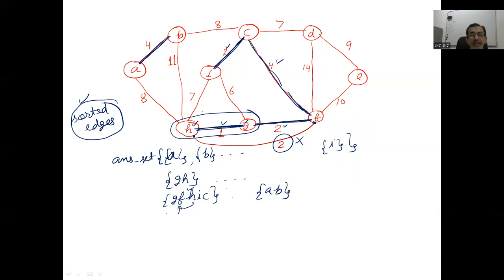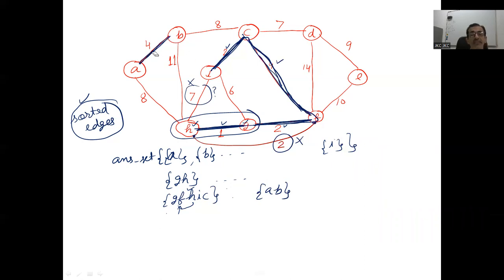And if you see carefully, GHFIC is a connected component. For example, I can go like this, like this. This is connected, but no cycle. If IH gets connected, then this will become a cycle. You can see that because I and H are in the same component, IH should never be added, otherwise this will lead to a cycle.